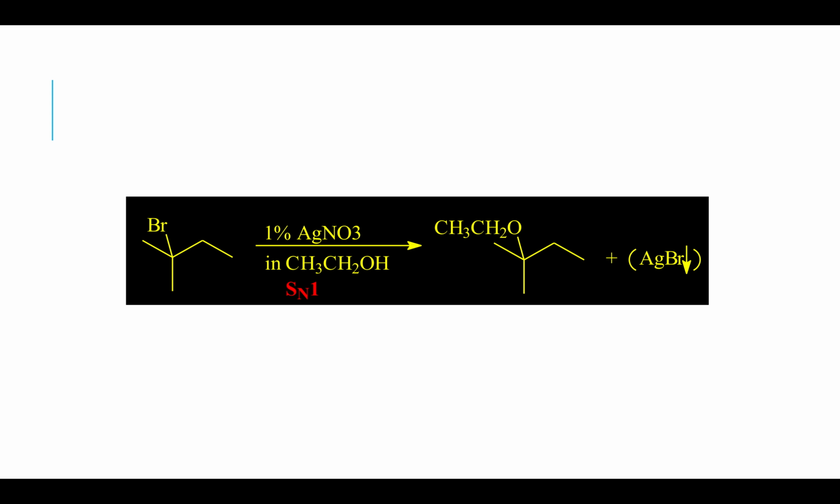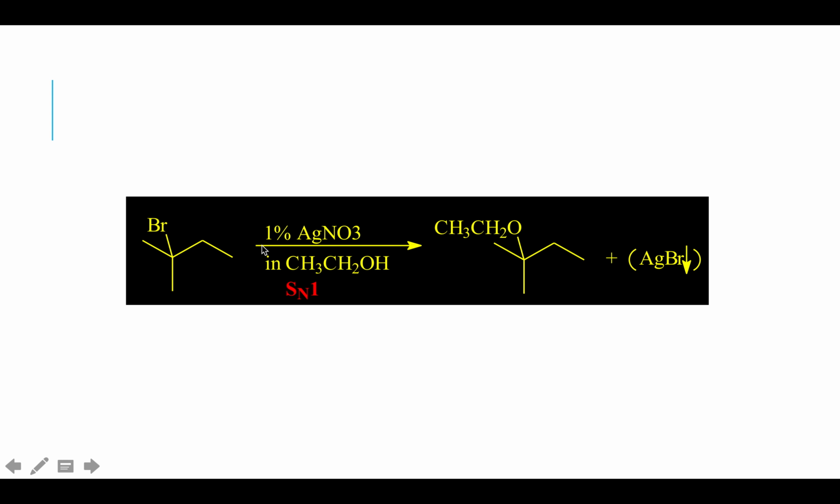Now, here's the catch. Your alcohol solvent is actually a lot more nucleophilic than the nitrate ion in silver nitrate. That means that it's the alcohol that attacked the carbocation and not the nitrate ion. If you answered this with a nitrate ion attached here, that also would have been correct. But this would be the major product. SN1 formed an ether.